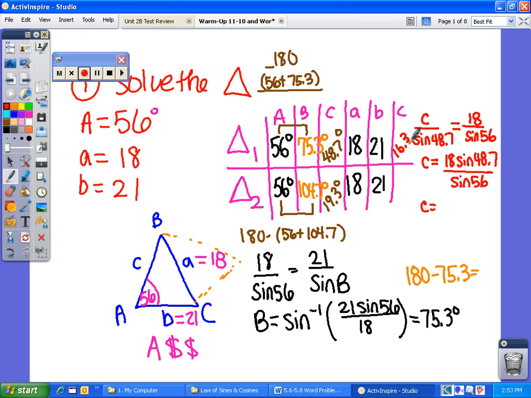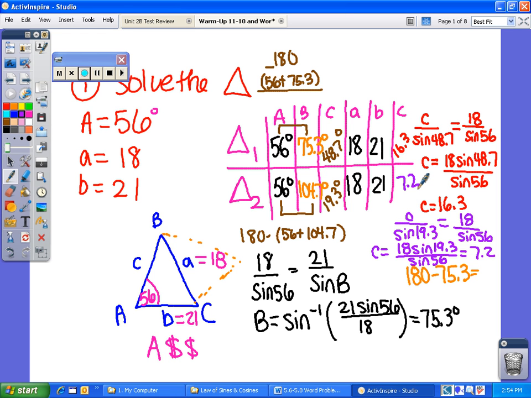You're going to do the same thing again for c2. Okay, C2 is the bottom line. And you're going to set it up as c over the sine of 19.3 equals 18 over the sine of 56. Once again, cross multiply and divide. And for that one, you wind up getting 7.2.